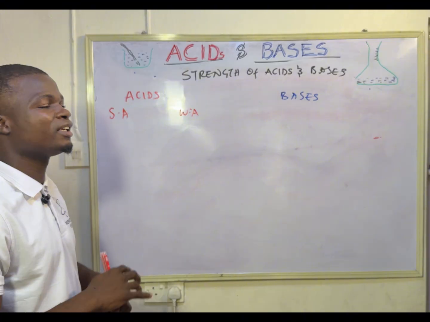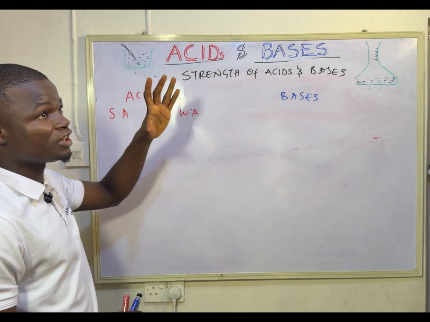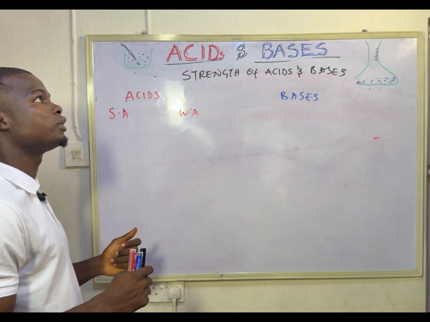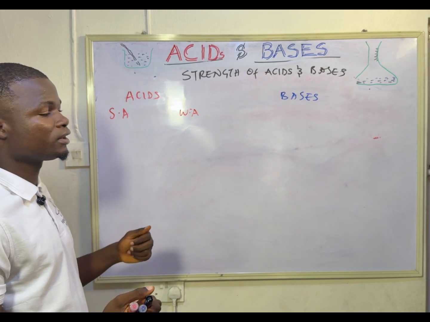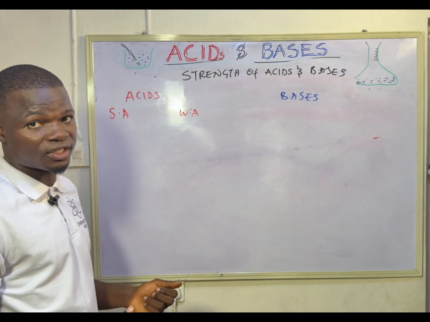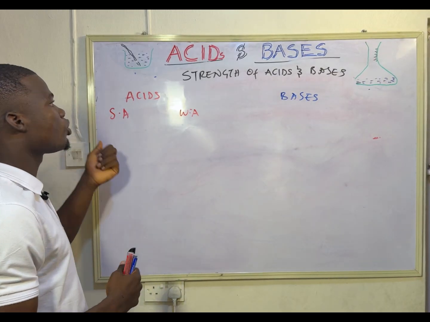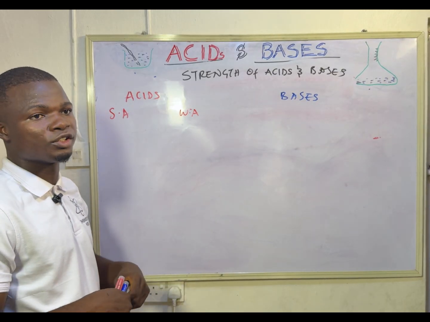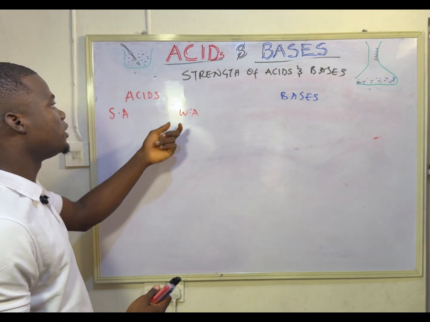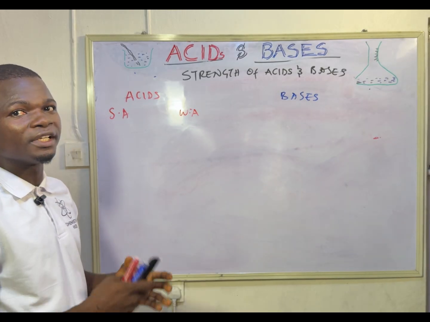So acids that are strong dissociate completely in water. The dissociation is about 99.9%. They dissociate completely in water, while weak acids dissociate partially in water. One of the major ways we can identify a very strong acid and a weak acid is by their acid dissociation constant. We'll look at that in our subsequent class. For a strong acid, the acid dissociation constant is usually greater than 1. But for a weak acid, the dissociation constant is always very low.